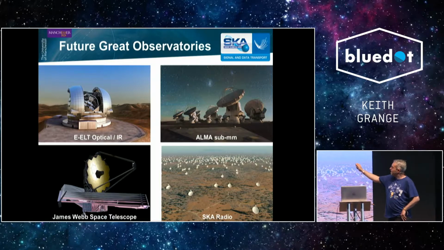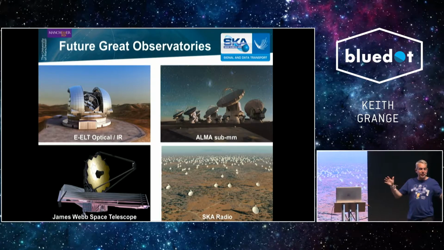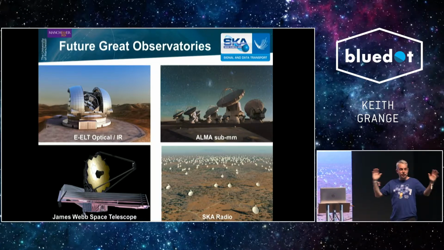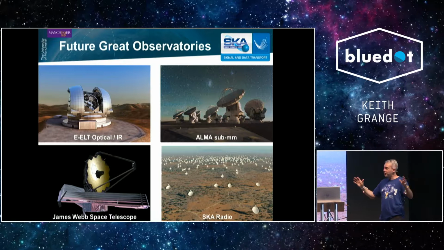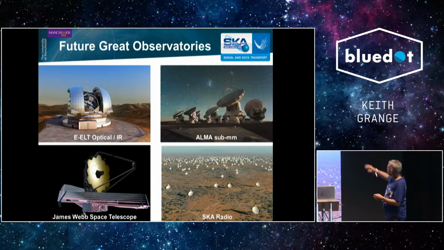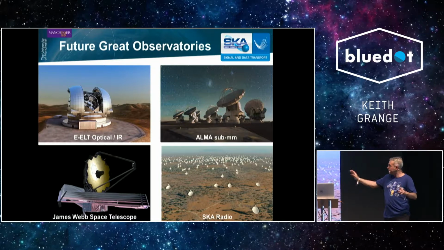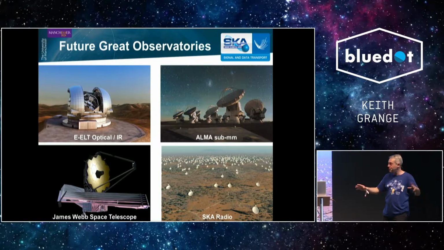There's the EELT. This is a 30-meter class type telescope working in the optical and the infrared. We have superb sensitivity, allow us to do wonderful work. The ALMA telescope already exists in Chile on the Atacama Desert. That observes in the sub-millimeter. It's telling us a huge amount about star formation in our galaxy. The James Webb Space Telescope will be the successor to the Hubble Space Telescope, which has already told us a huge amount. James Webb will have more sensitivity and more angular resolution.